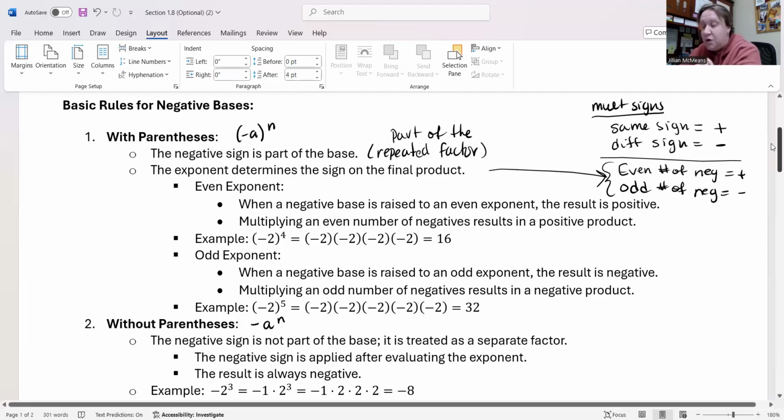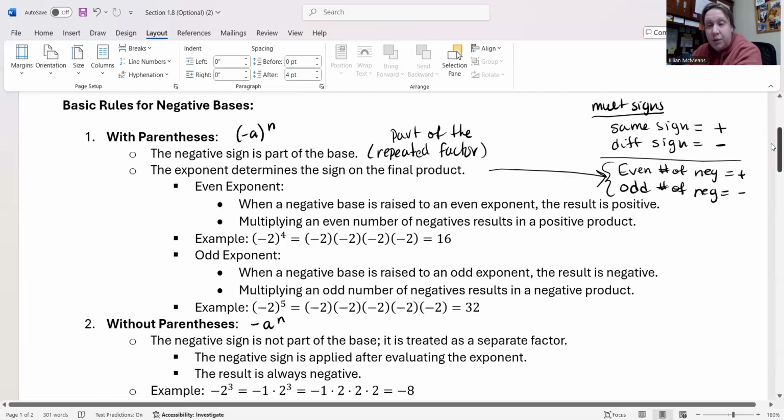Okay, if you have an even exponent, that tells us that when the negative base is raised to an even exponent, the result has to be positive, because if you have an even exponent and that negative is part of that repeated factor, that tells you you're going to have an even number of negatives. And each pair of negatives groups together, they just become positive. So when you have a negative base raised to an even exponent, the result is positive. Okay, and again, the reason is multiplying an even number of negatives results in a positive product.